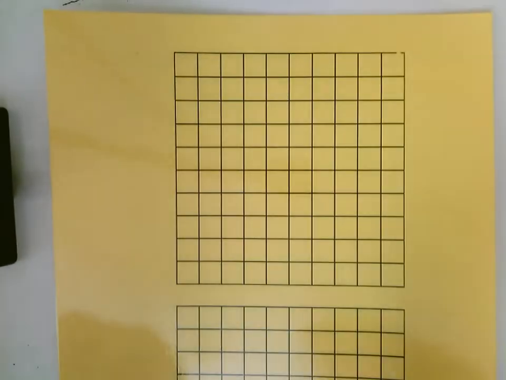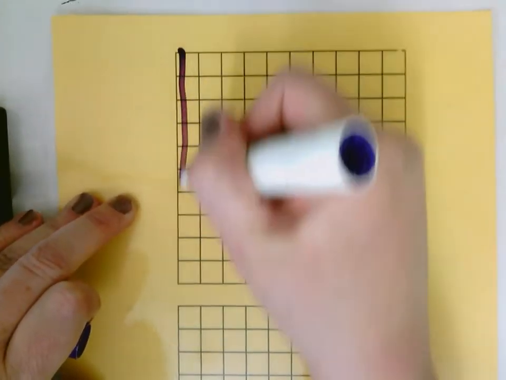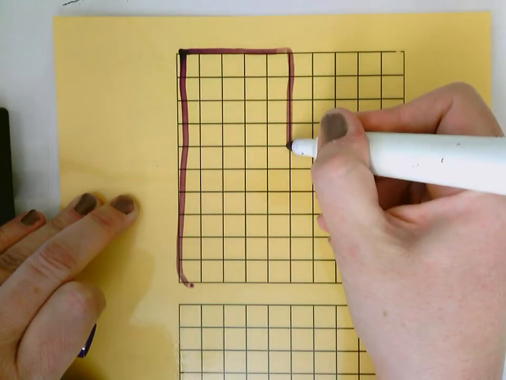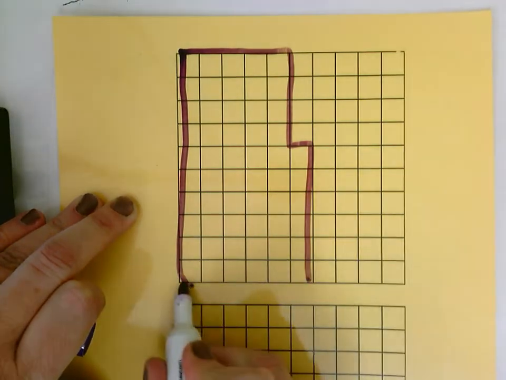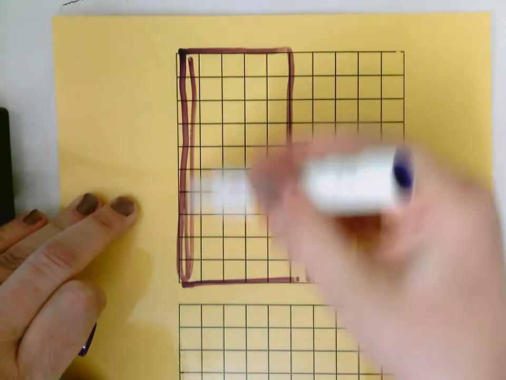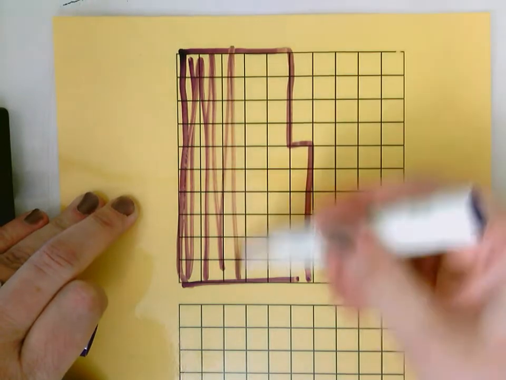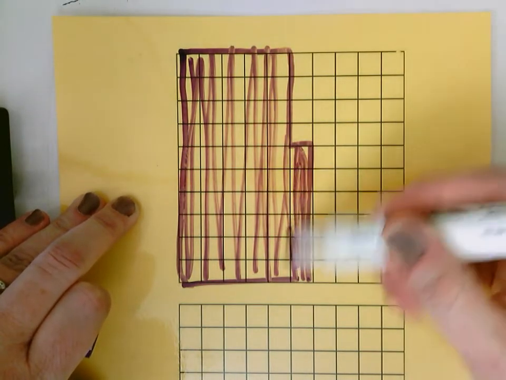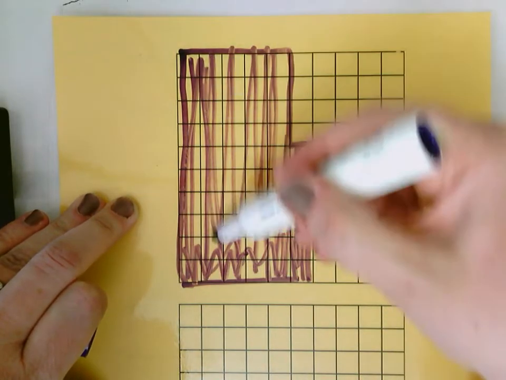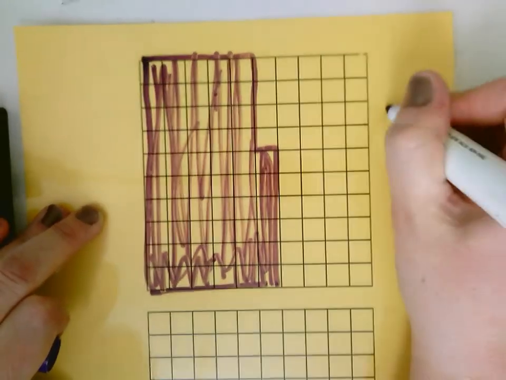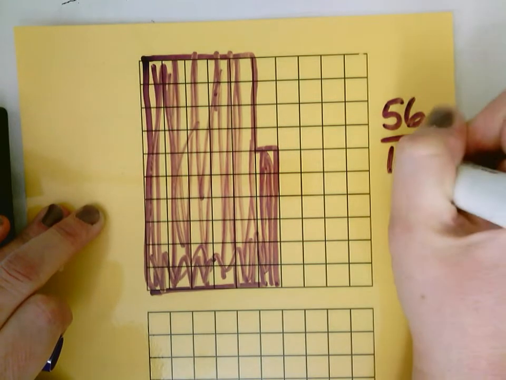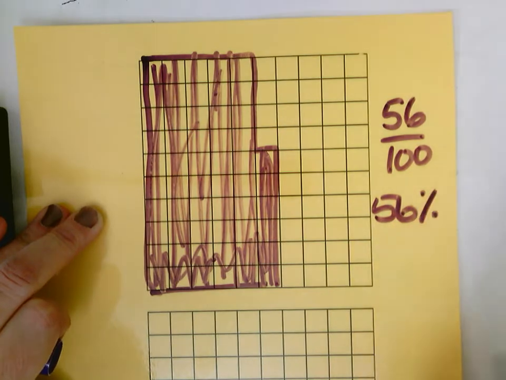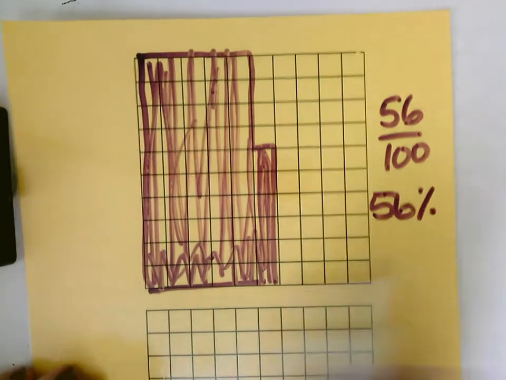So let's say I were to have 56 of these squares colored in, right? 10, 20, 30, 40, 50, 60. I have 56 squares colored in here. I could write that as a fraction of 56 over 100. But I also could say that I have 56% of this square filled in.